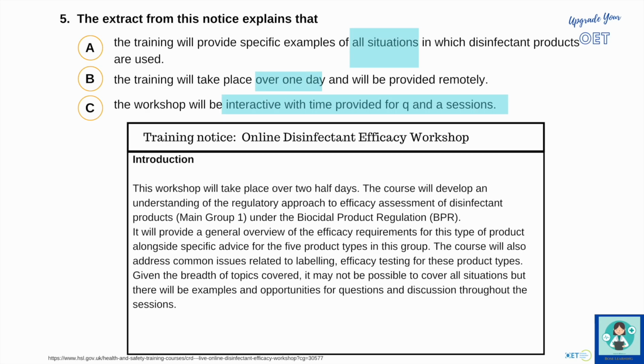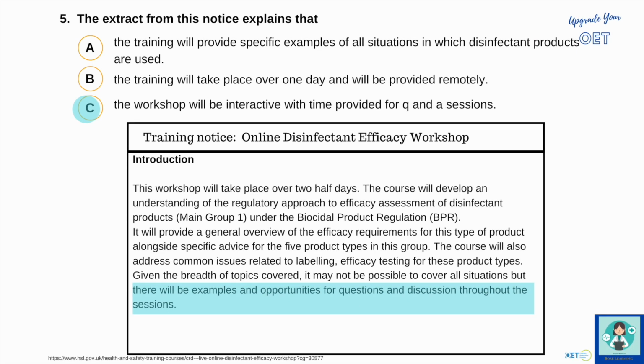Okay, number 5, we have another extract from a training notice this time, and we want to know what it explains. So will the training provide specific examples of all situations? When you get something like this, don't forget, check things like all, every, none, zero, whatever it happens to be. So we've got specific examples of all situations. The training will take place over one day, so this is about time, or that it will be an interactive workshop with time provided for Q&A sessions, so question and answer sessions.